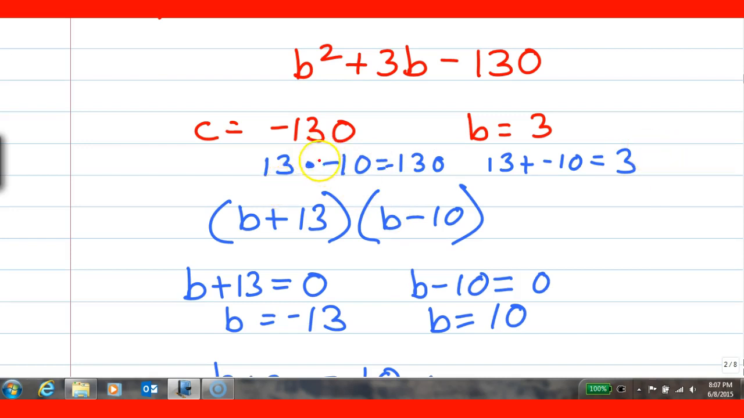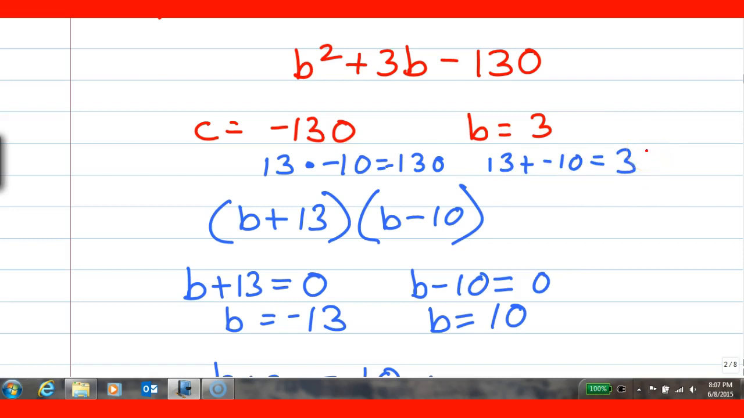I need to look at it and see which one needs the negative so that I create a negative on the 130, but also so that I can create a subtraction problem. I want a positive 3, so I'm going to make sure that the negative goes on the smaller number. So 13 times a negative 10 makes a negative 130. So then 13 plus negative 10 creates a positive 3.